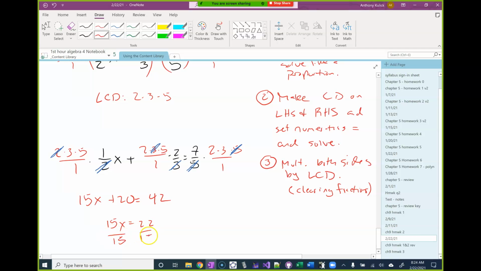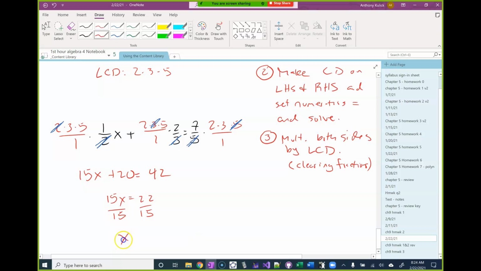Notice at no point did I actually have to add any fractions together. All I did was basically do some multiplying and some canceling. I just had to find the right thing to multiply both sides with. Is everybody okay with this idea? Let's do one with rational expressions here so that we can get a good picture of kind of what's going on.